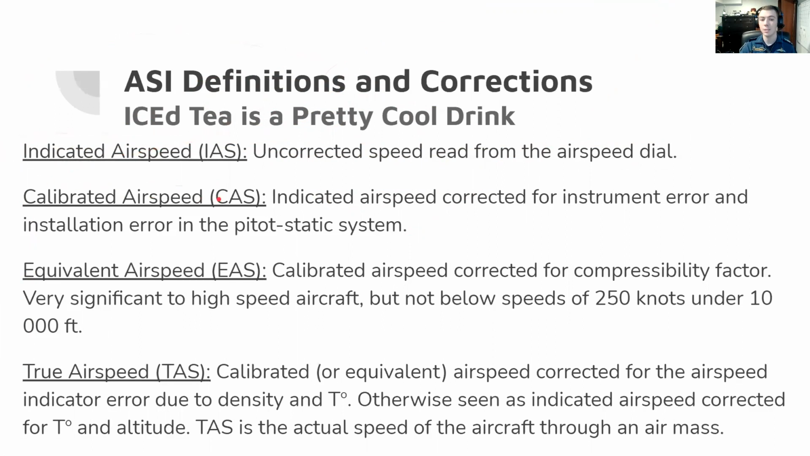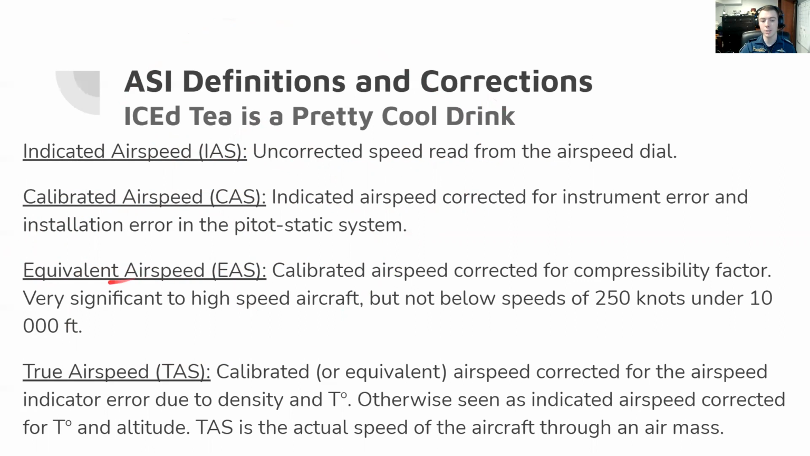Calibrated airspeed. So you take the indicated airspeed and you correct it for your instrument error, and any error that happens from the airflow through the pitot-static system. So to get from indicated to calibrated, you need to correct for the instrument error. To go from calibrated to equivalent airspeed, you need to account for compressibility. So this is really important when you're talking about high-speed jets, but for general aviation aircraft, not really important. Doesn't really come into play.